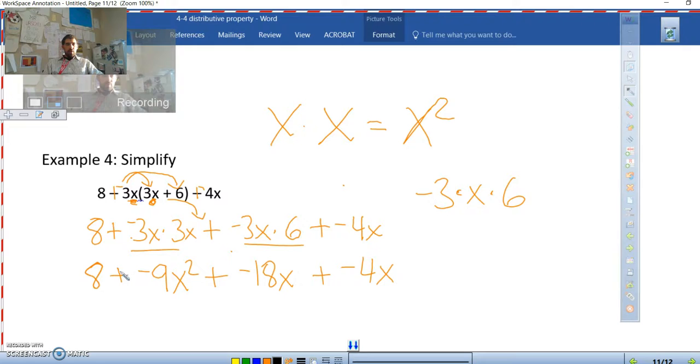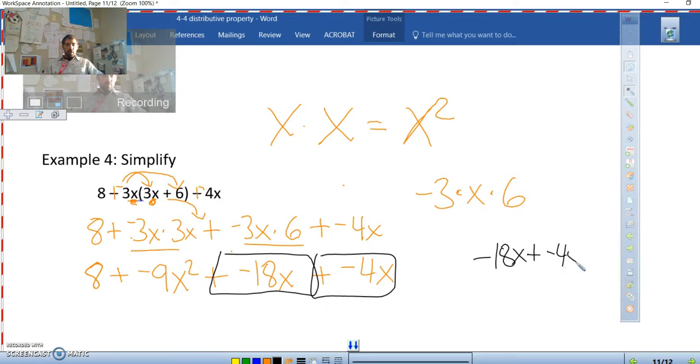What can we combine here? Well, we did our distributing. We did the negative 3 times the 3, negative 3 times the 6. Now we can combine like terms. There's no other constants, there's no other squares, but we can certainly combine this negative 18x plus negative 4x to give us negative 22x.